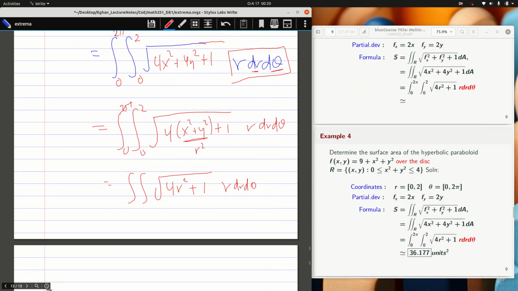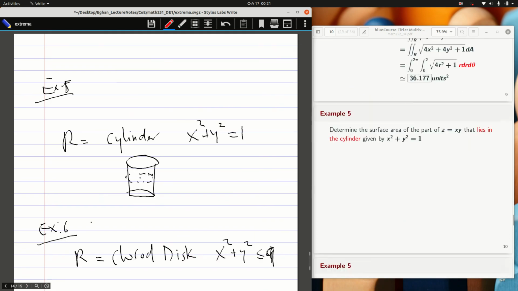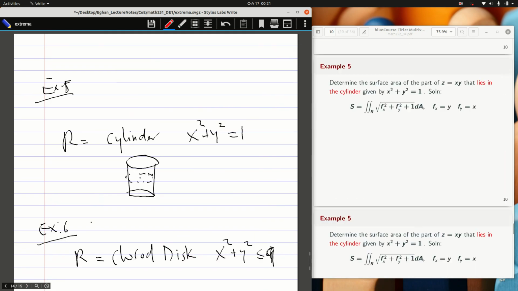So take your time and know when to use Cartesian or rectangular domains, when to use general regions, and when to use polar coordinates. It all depends on the region of focus. And that brings me to the end of my analysis here. For examples 5 and 6, let's just figure these things out.